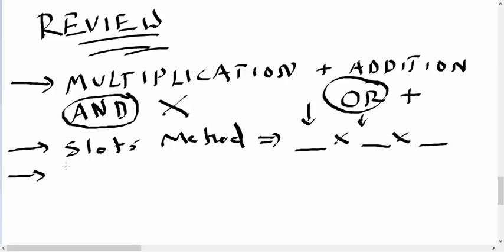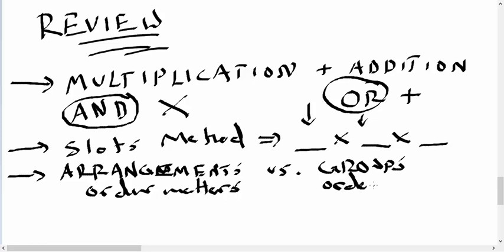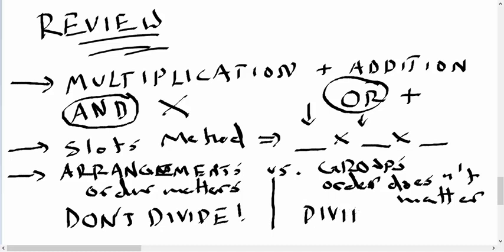Next, we talked about the difference between arrangements versus groups. Arrangements, the order matters. Groups, order does not matter. And with arrangements, let's draw a line between these. Arrangements don't divide, right? If the order matters, don't divide. If the order, of course, doesn't matter, then you must divide.